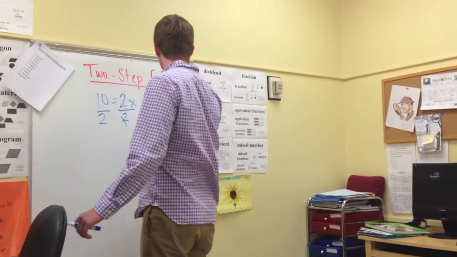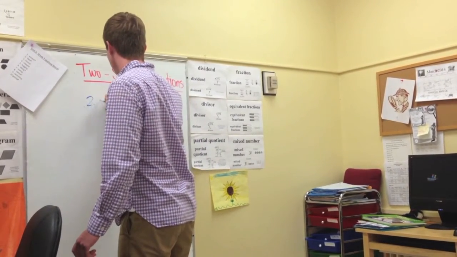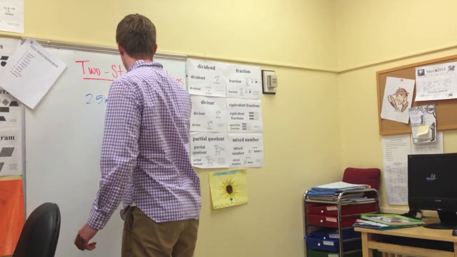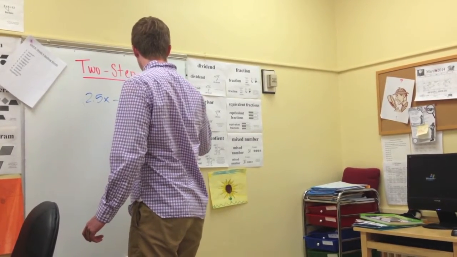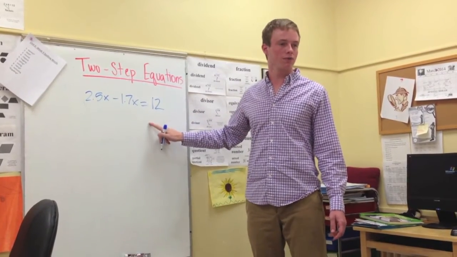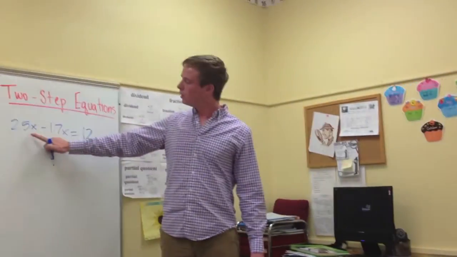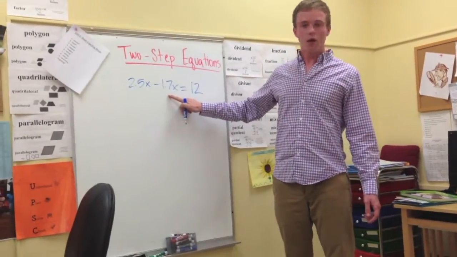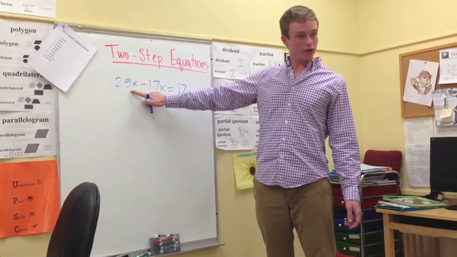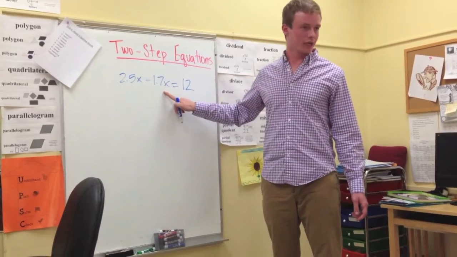So our first example, we have 2.5x minus 1.7x equals 12. So what do you think the first move is? Dividing everything by 2.5. That's a good guess, because we're trying to get x by itself, but we have more x's over here. If we have 2.5 of one thing and 1.7 of the exact same thing, we can subtract first to get it by itself.